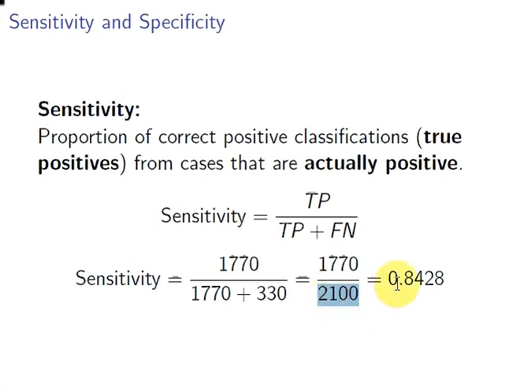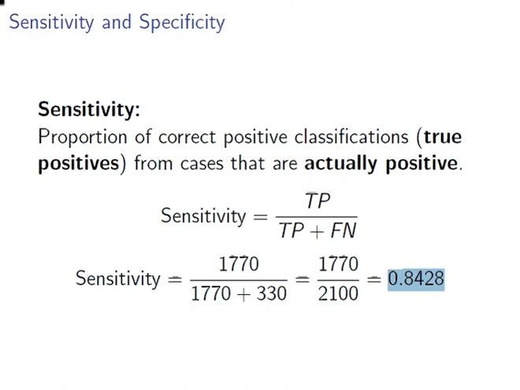So we are actually correctly diagnosing 84.28% of sick people as sick. That's not as impressive as the score we got for accuracy. We're only correctly identifying 84% of the sick people as sick, which is not as impressive, a bit worrying.